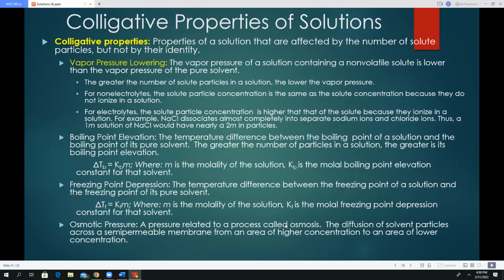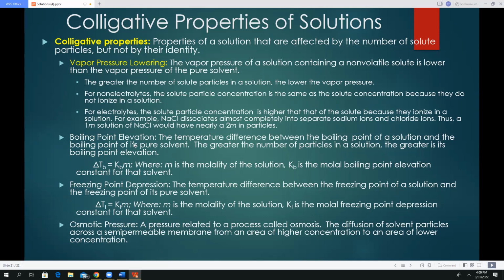And then you have your colligative properties. Colligative properties are very important because this is why when you see icing on the road, people put salt on it. Why is that? Because it's called freezing point depression. It lowers the freezing point of water to the point where it won't freeze in really cold temperatures.